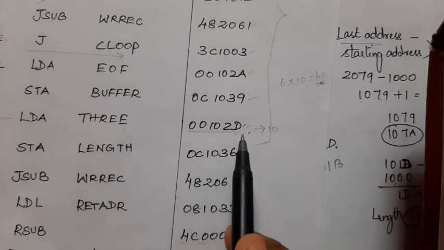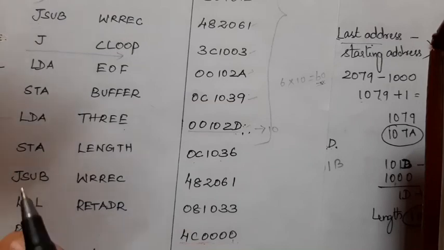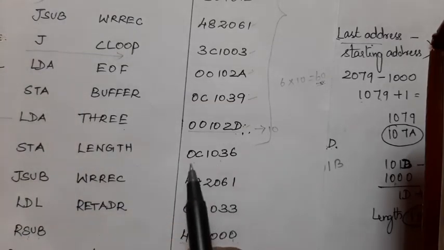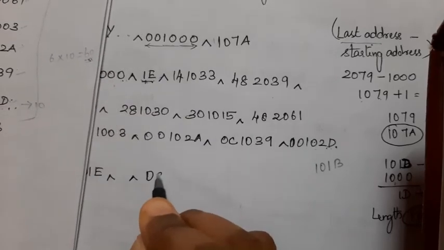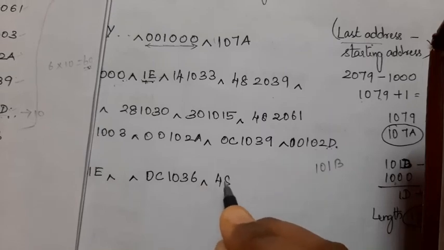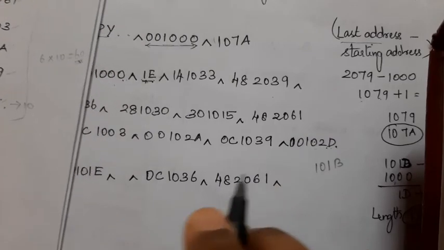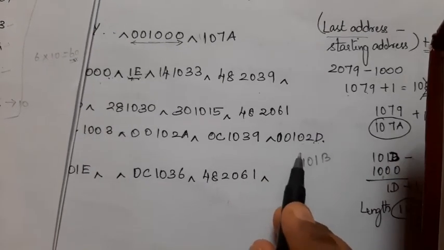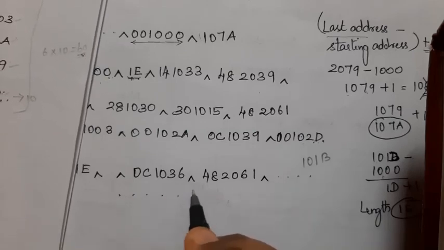From where do we start writing the 60 spaces? 0C. Till here we have written the first text record. See, we can have only one header record and as many text records as we can generate till the program ends. Okay. So the text record here is 0C1036. So we will be writing 0C1036 and 482061. So we write it till the 60 spaces are occupied. After that we will be ending there.